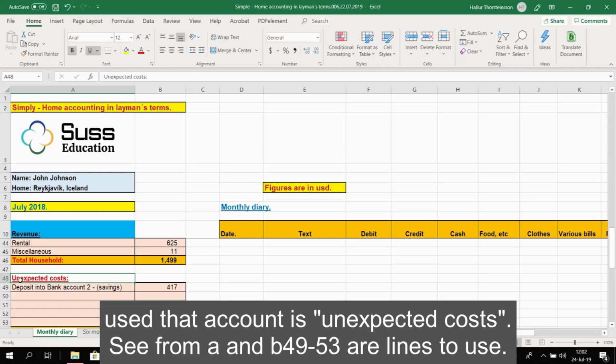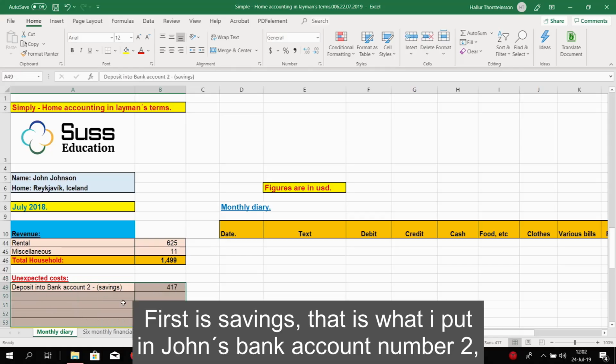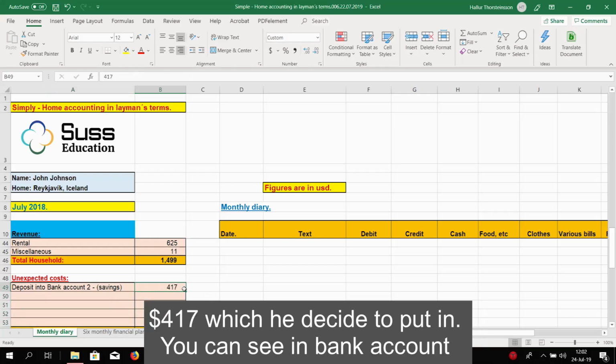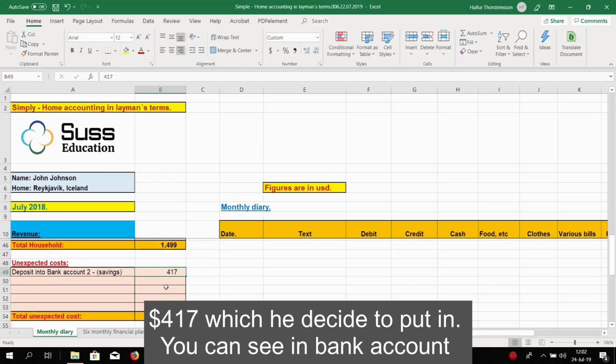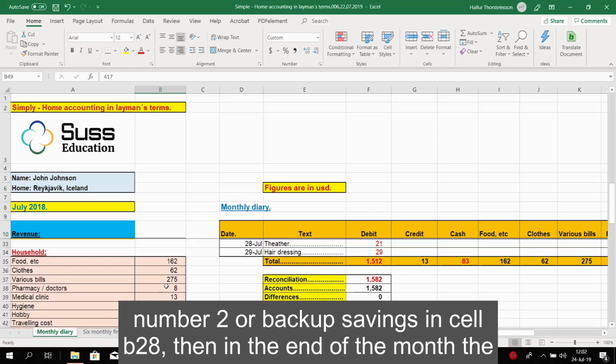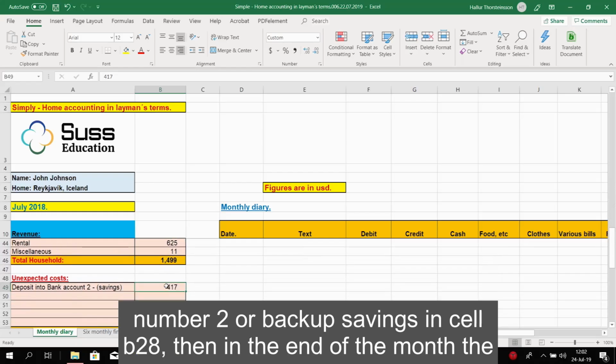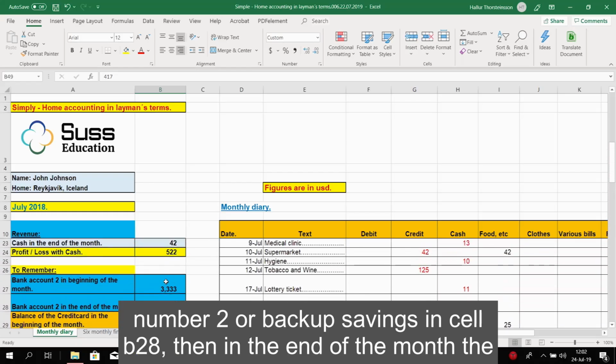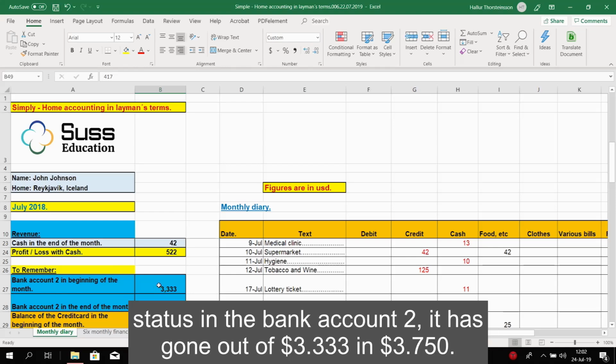See, lines B49 to 53 are lines to use. First is savings, that is what I put in John's bank account number 2, $417, which he decided to put in. You can see in the bank account number 2, or backup savings, in cell B28. Then at the end of the month, the status of bank account 2 has gone up to $3,350.